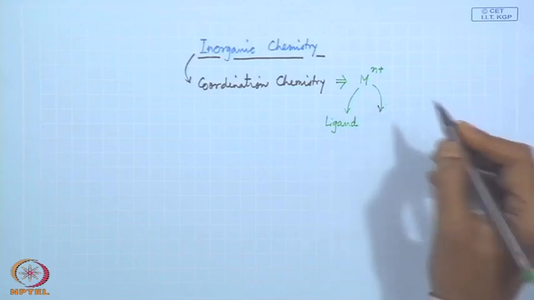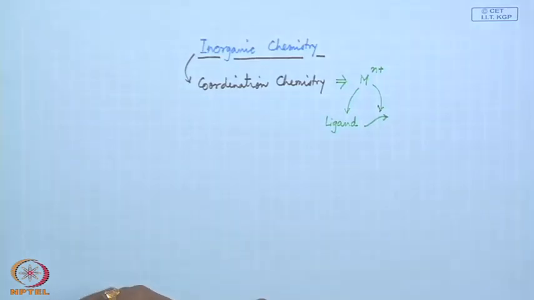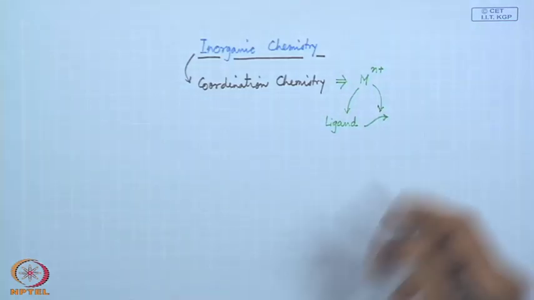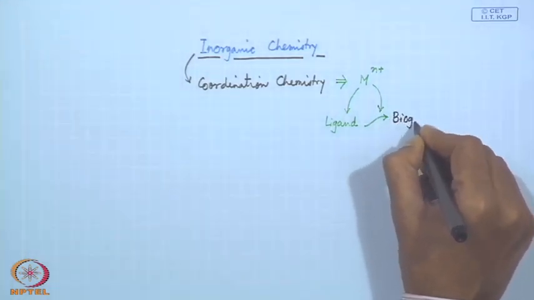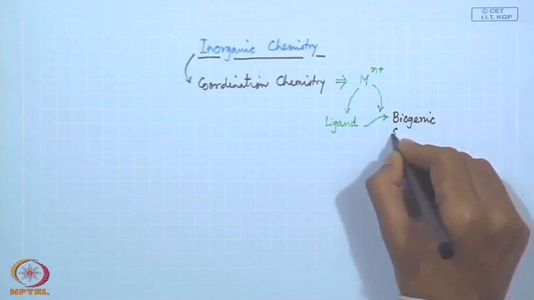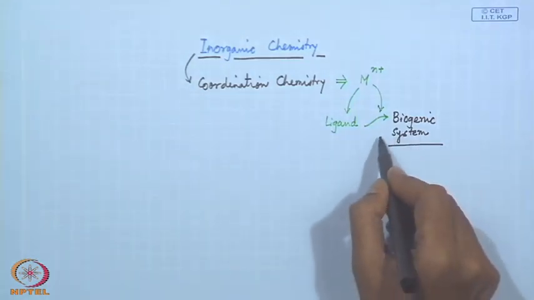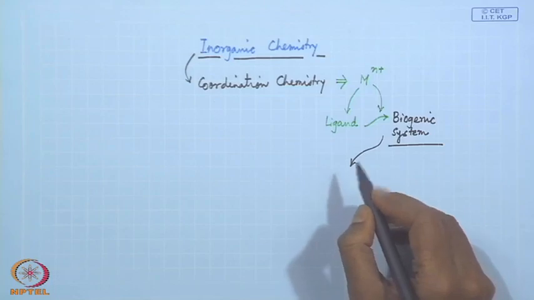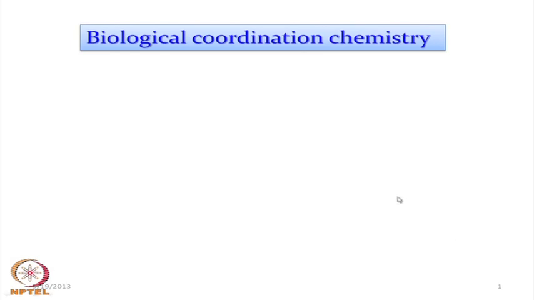And today's class we will find how this ligand system, if we move it from typical laboratory prepared molecules to biogenic systems, gives us the corresponding biological part of the coordination chemistry. So, we consider this entire area as biological coordination chemistry, where everybody should have some very basic idea about coordination chemistry.